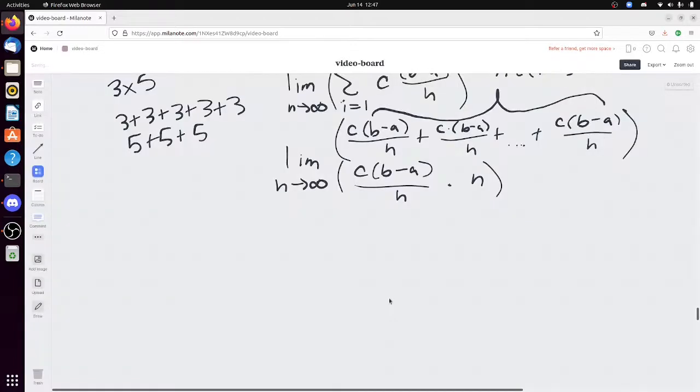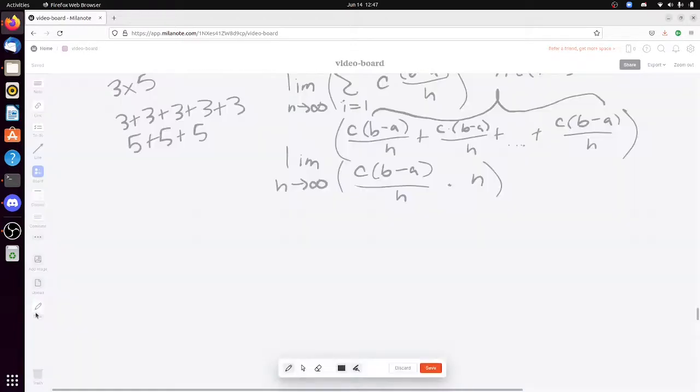Now, obviously, we can't just plug in infinity into this equation. That wouldn't make any sense. But you can see here, luckily, something jumps out. These two cancel out. So the n in the numerator and the denominator cancel out. So we'll cancel those out. Then we'll plug in infinity, I guess, if you want to think of it that way, and we'll be left with c times b minus a.